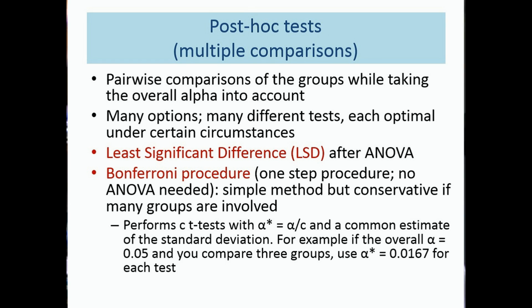The idea is quite simple. If you are going to perform C tests, and you want an overall alpha of 0.05, then use for each test 0.05 divided by the number of tests you're going to perform.